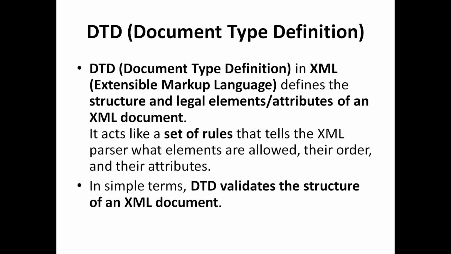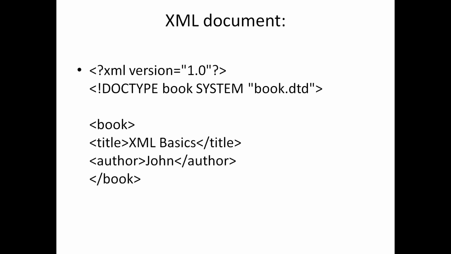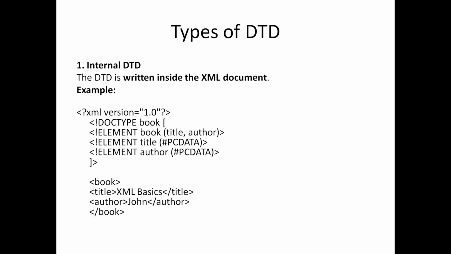Next one is DTD, that is, document type definition. DTD is nothing but a set of rules that an XML document should follow. It covers the syntax and how the structure of your XML document must be. These are all the things provided inside a DTD. We have two types of DTD. The first one is internal DTD and the second one is external DTD.